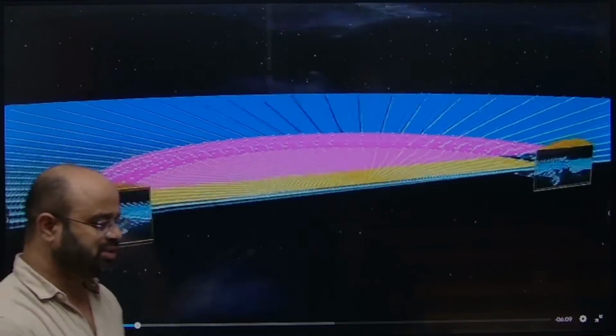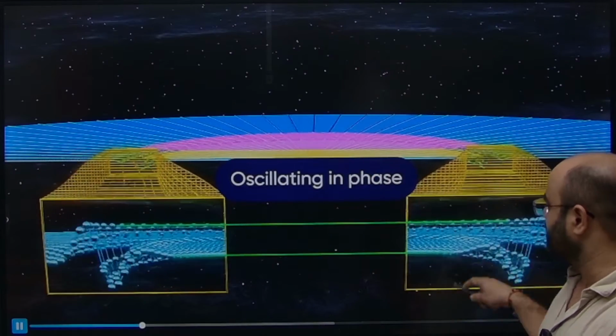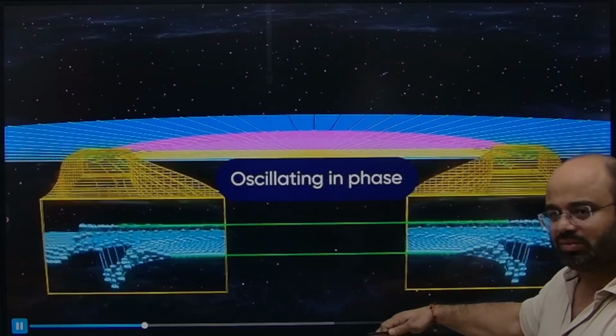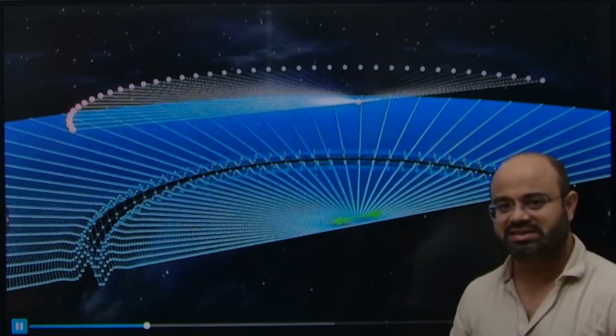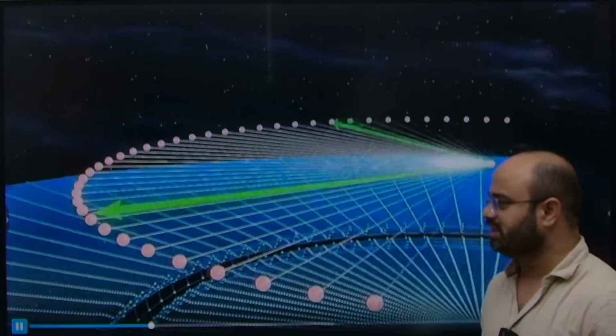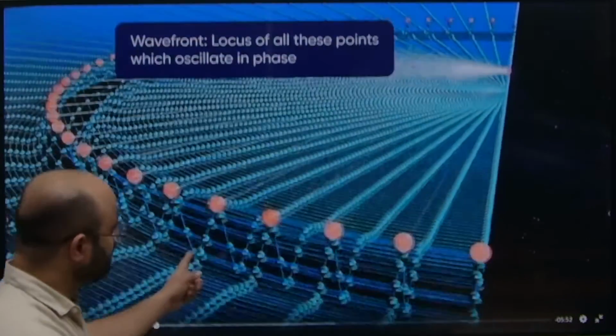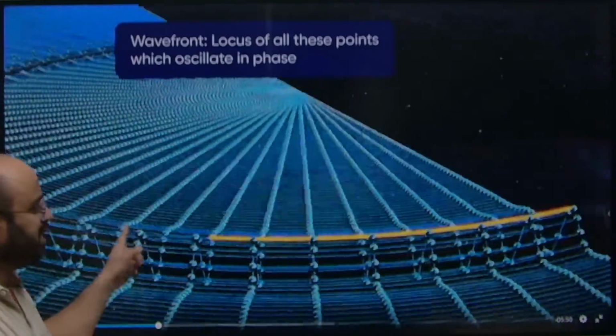Now Huygens proposed that any particles which lie in the same phase, oscillate in the same phase, meaning at the same time they go up and at the same time they go down, are said to be oscillating in the same phase. Joining all those points which oscillate in the same phase, their locus is called a wavefront. So a wavefront is nothing but the locus of all the points which oscillate in the same phase.